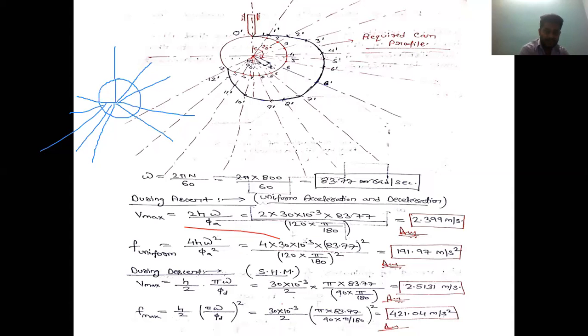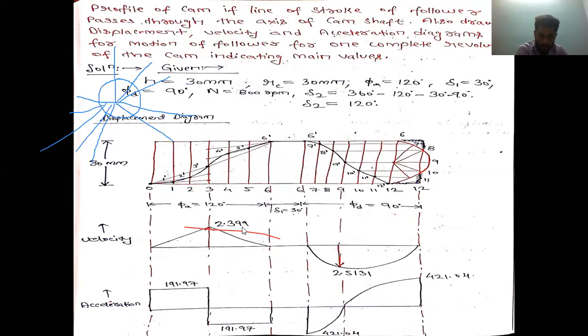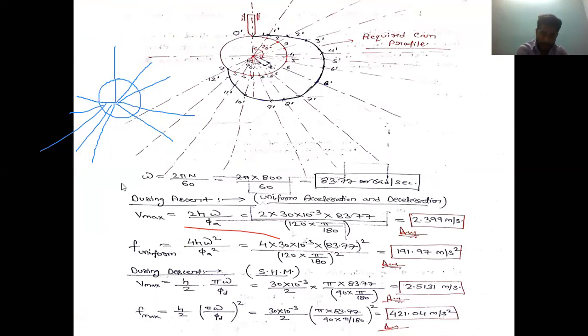Fine. Next step is what? Next step is I need to get these values, because in the question it has been told that you have to draw the velocity and acceleration diagram. If you want to draw the velocity and acceleration diagram, definitely at some point velocity will be maximum, at some point acceleration will be maximum. How will I find out? I already derived the formula. I know I am having those formulas.